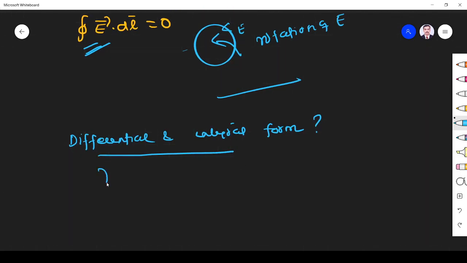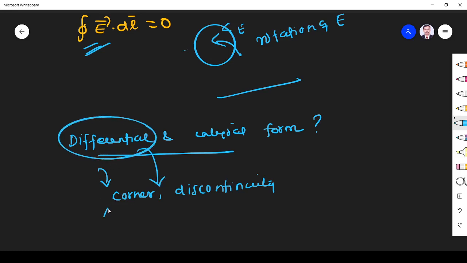Because differentiation is not possible at corners, at areas of discontinuity. If you want to find the electric field and magnetic field at that point, we cannot use the differential form of Ampere circuit law or the differential form of Faraday's law. It fails. There we have to go for the integral form only. That's why we have two forms for every law in electromagnetics, right?